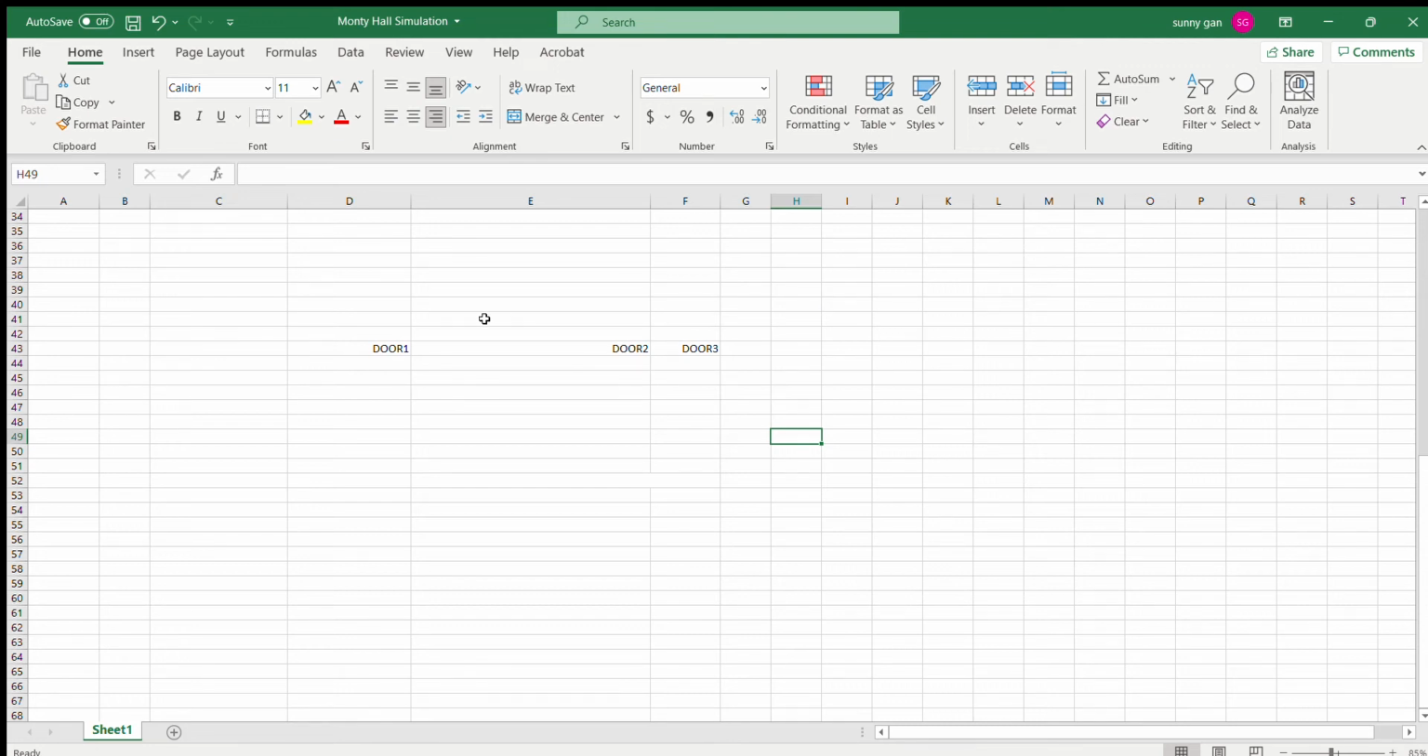Hi everyone, today I'm going to try to simulate the Monty Hall problem in an Excel sheet. So a little bit of backstory. Monty Hall was the host of a game show called Let's Make a Deal. Participants were given three doors and a chance to pick one of them.